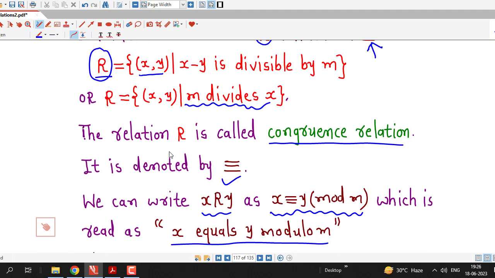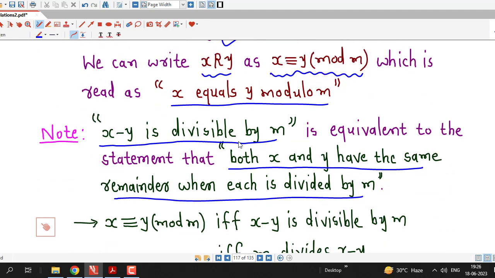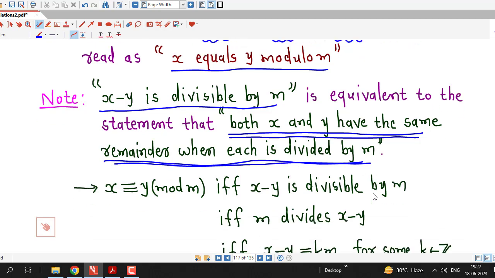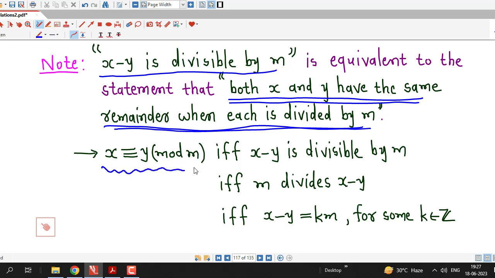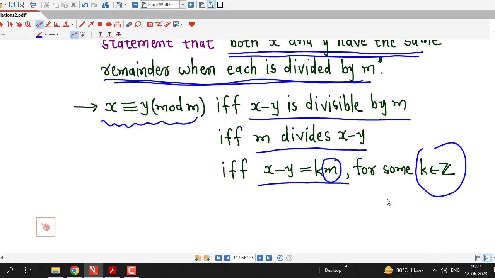So this statement that x minus y is divisible by m is equivalent to the statement that both x and y have the same remainder when each is divided by m. And these are different representations which I just discussed. x is congruent to y modulo m if and only if x minus y is divisible by m, if and only if m divides x minus y, if and only if x minus y is an integral multiple of m. So I can write x minus y equal to k times m for some integer k.